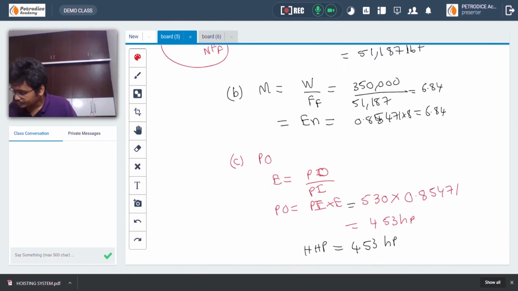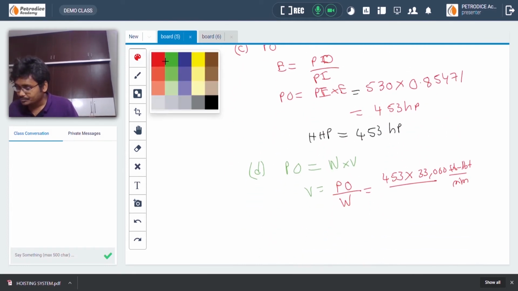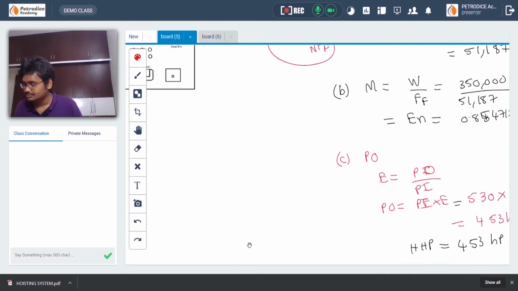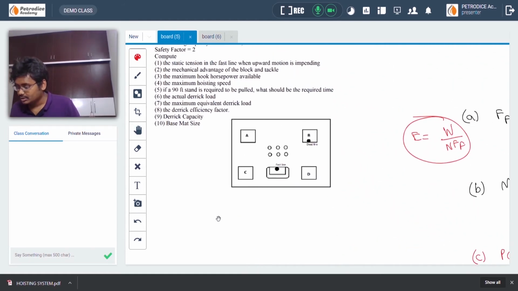350,000. Okay, hook load is given as 350,000. Okay, so it will be 453 into 33,000 divided by 350. That is the speed, the hook velocity, 42.7 feet per minute is the hook velocity. Okay, now that is the maximum hoisting speed, 42.7.